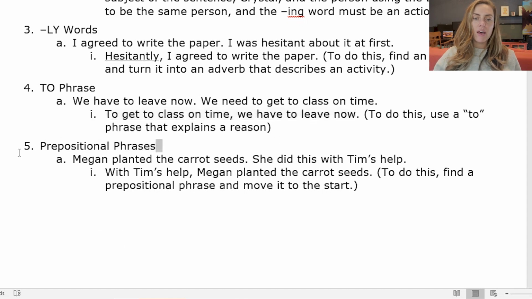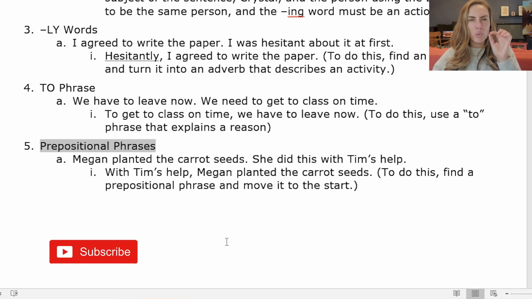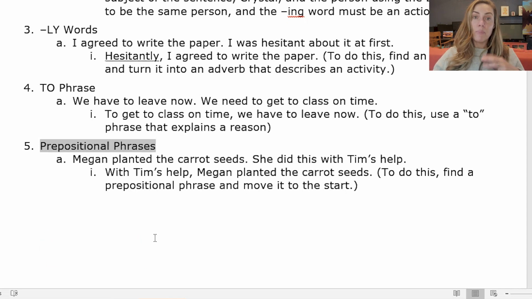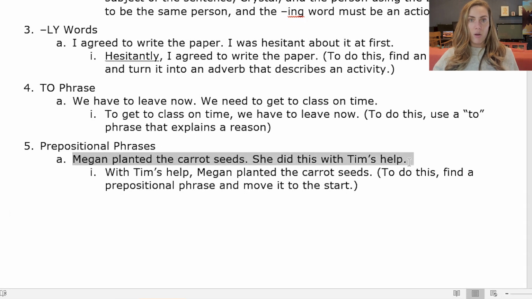Finally, you can start a sentence with the prepositional phrase. Prepositions are words like in, on, about, over, under, these words that show time or location and lots of millions of other confusing things, but they're these little words, okay? And they come before nouns, which makes it a prepositional phrase. So look at this. Megan planted the carrot seeds. She did this with Tim's help. Here we have a prepositional phrase, with Tim's help.